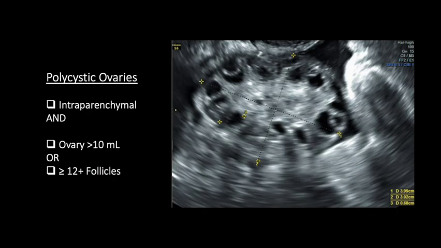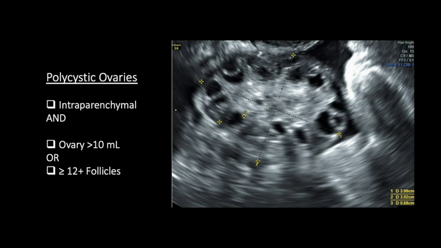To diagnose polycystic morphology of the ovaries, findings must be inside the ovaries, duh. And they either need to be cystic in appearance that results in an ovarian volume greater than 10 milliliters, or the presence of a large number of follicles.